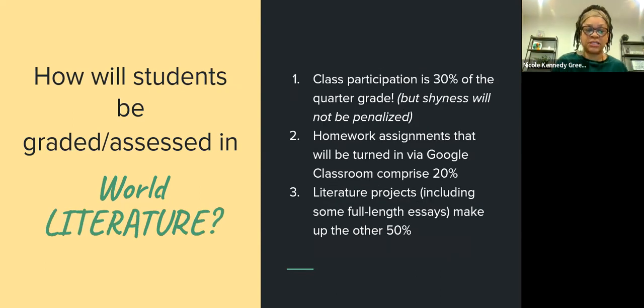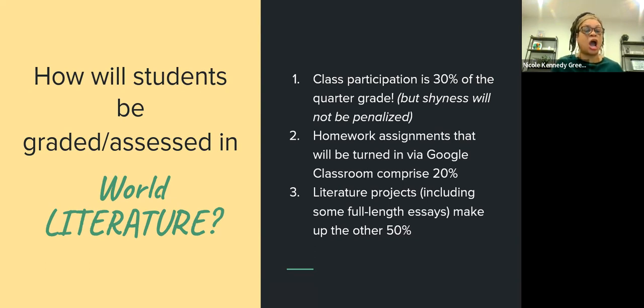Class participation for world literature is 30% of the quarter grade. Homework assignments that will be turned into Google Classroom comprise 20% of the course grade, and then literature projects, including some full-length essays, make up the other 50%.